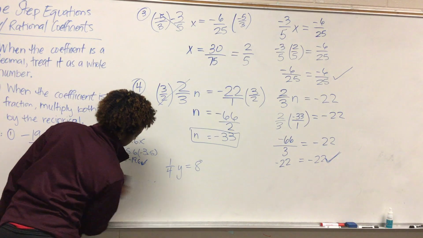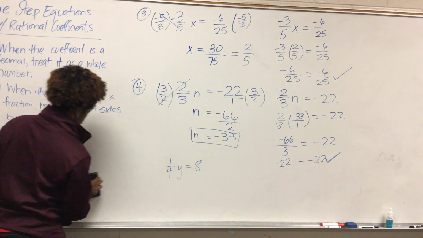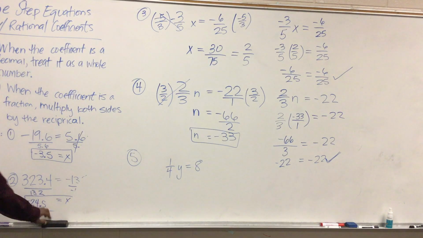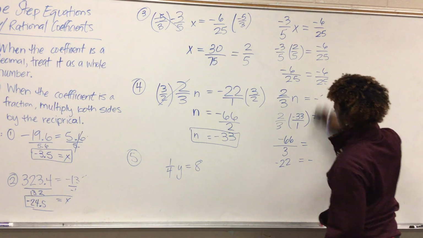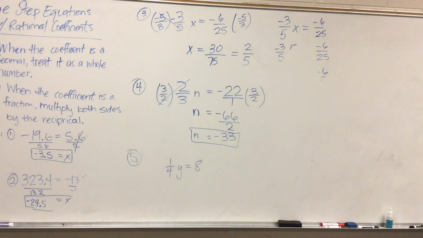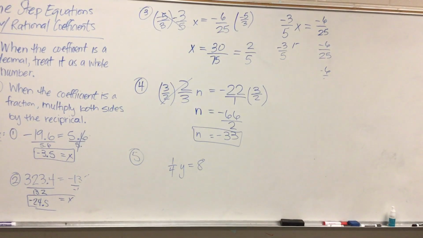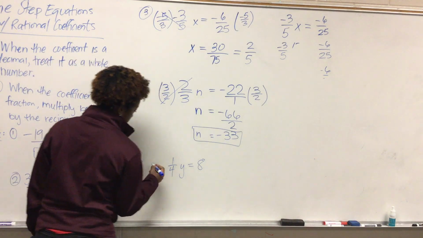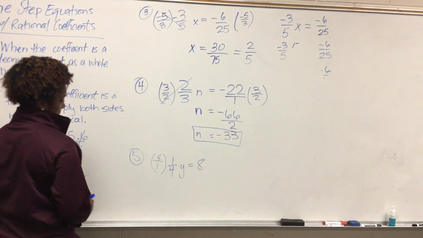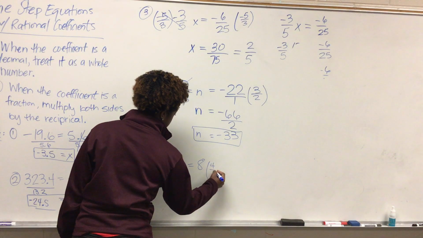Alright, now we have this last one. I want you to pause it and try on your own. Number 5. Alright, so we're just going to jump into it. We have 1/4 y equals 8. Well, my apologies. We want to multiply by the reciprocal. So if I have 1/4, my reciprocal I know is 4 over 1. Okay? I multiply that on both sides.